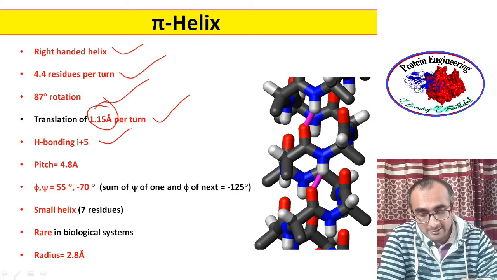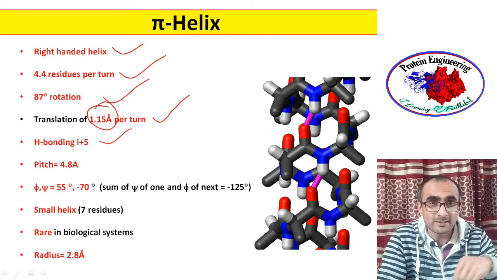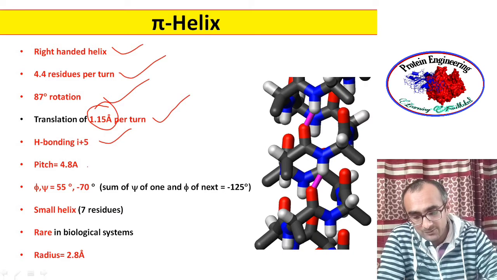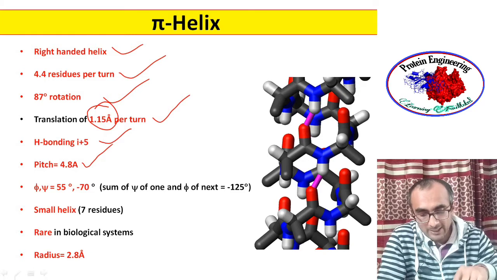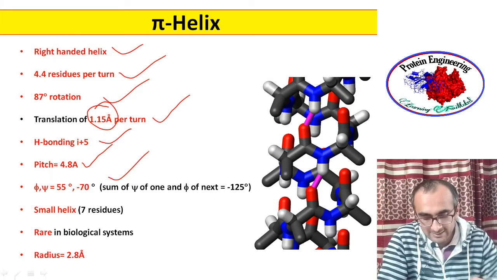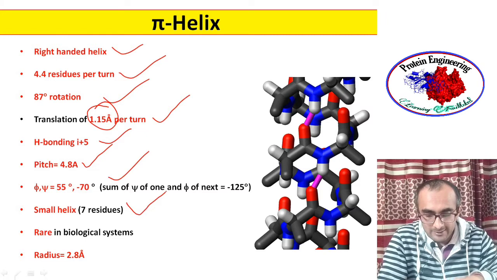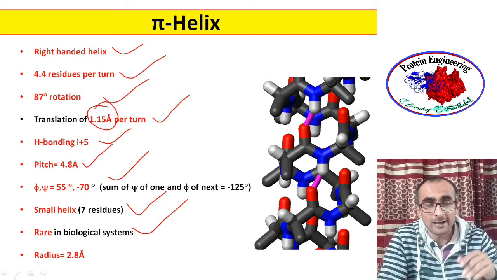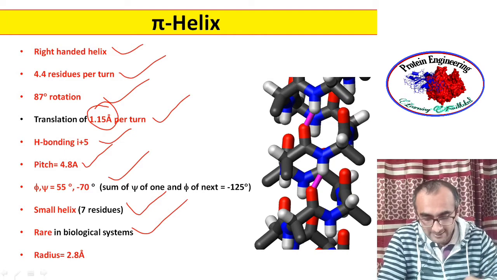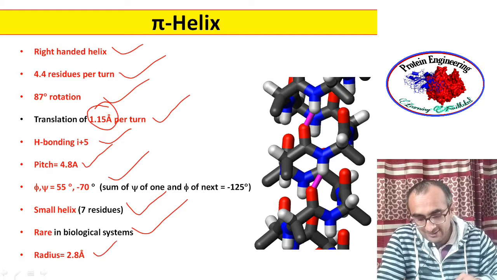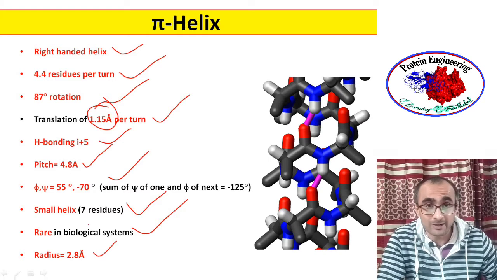Hydrogen bonding pattern is i plus 5, so the first and sixth amino acids are linked through a hydrogen bond here. The pitch is 4.8 angstrom. Phi and psi are plus 55 and minus 70 degrees. It's a small helix, around 7 residues long. It's rare in biological systems. The radius is high because alpha helix has been compressed from both ends, so it becomes wider. It's 2.8 angstrom instead of 2.3 in alpha helix.